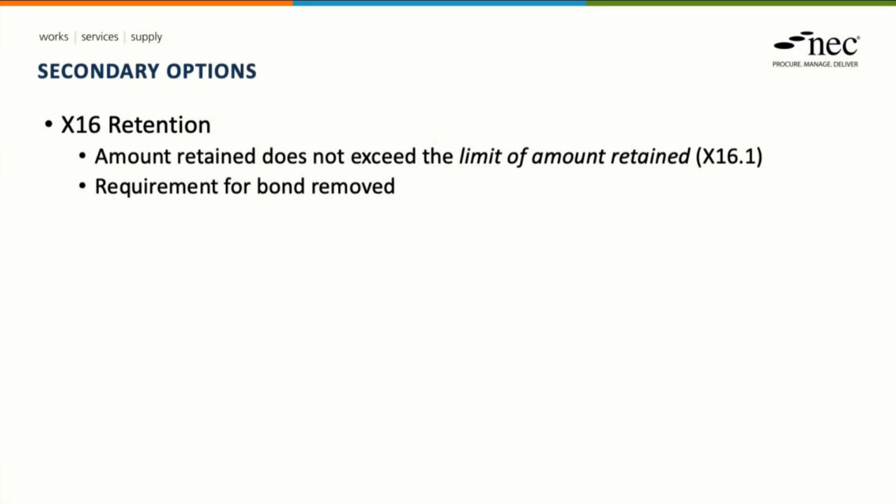The requirement for the contractor to provide an advance payment bond has been removed. X16, retention. The change here is that there is a limit of the amount to be retained. So there's a maximum amount of retention that can be retained, and this is something that needs to be stated in contract data. Similar to X14, the optional requirement to provide a bond has been removed.